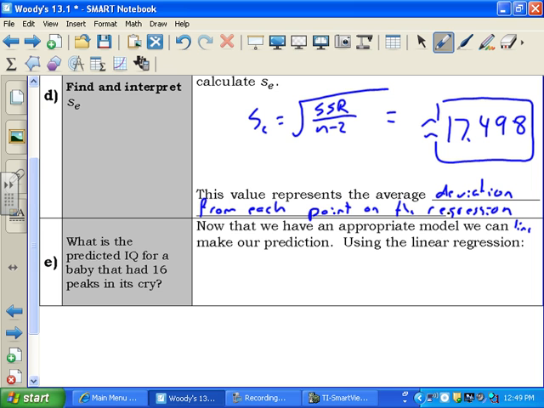So, this is our extension. Now that we have an appropriate linear model, make a prediction. This is something you guys did back in your projects. What is the predicted IQ for a baby that had 16 peaks in its cry? You guys go ahead and figure that out right now.